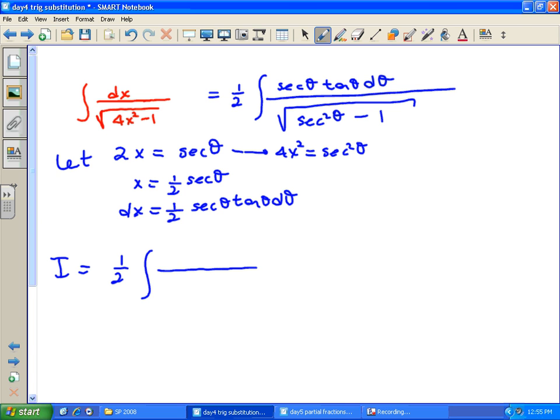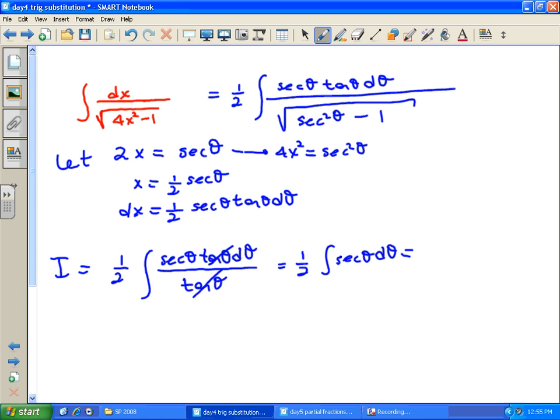Okay, in that denominator, what can I write to simplify that expression? Secant squared minus 1 is tangent squared, which comes out of the square root as a tangent, right? And that cancels with the tangent on the top. So we're in a position to integrate secant theta d theta. And we've seen this before, right? This is not something you have to memorize, but know where to get it.